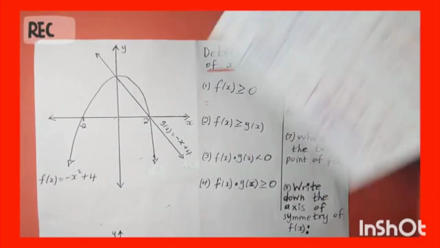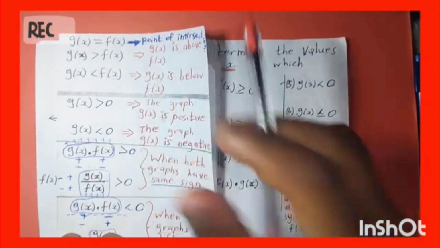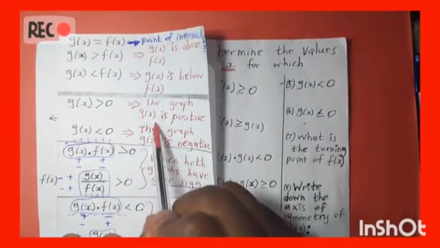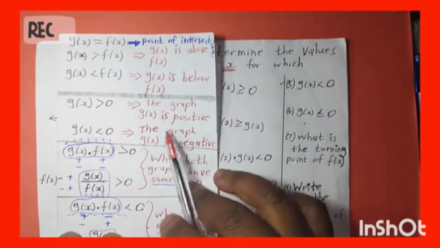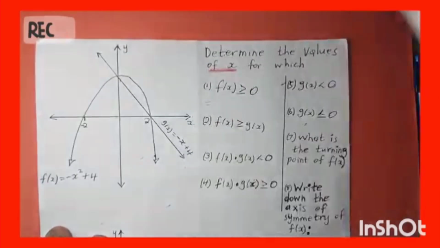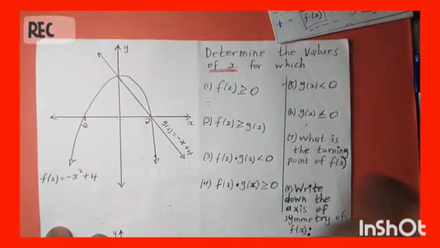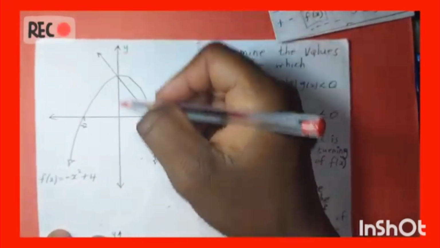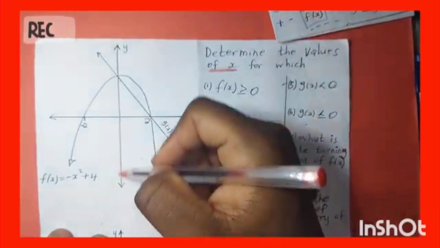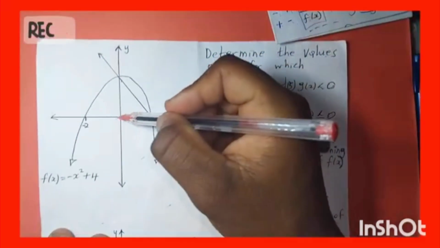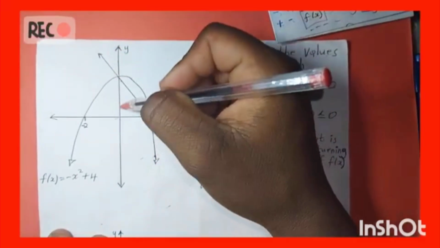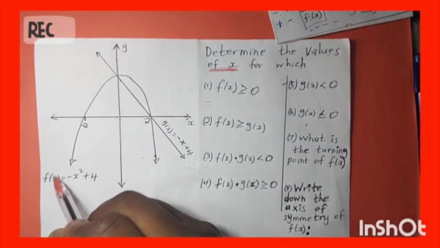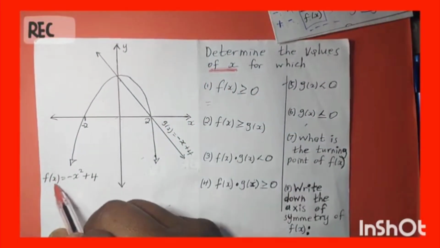Remember from those conditions that when you see a graph which is greater than 0, it means that graph is positive. So how do you see a graph is positive or negative? Let's focus on the y values. Do you see the y values? If you check the y values here, they are positive, but here they are negative. And that graph is represented by the y values.